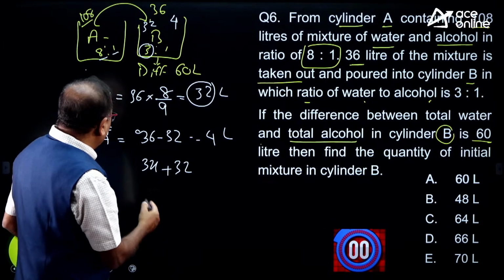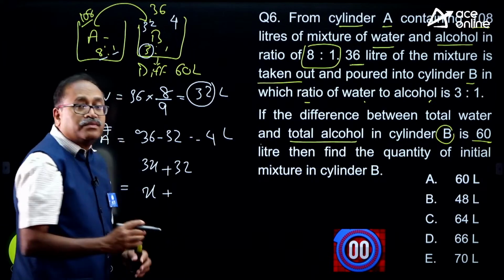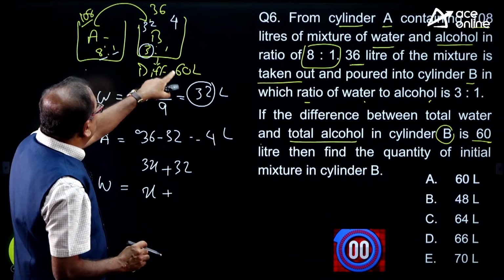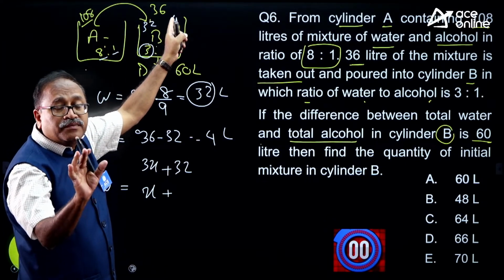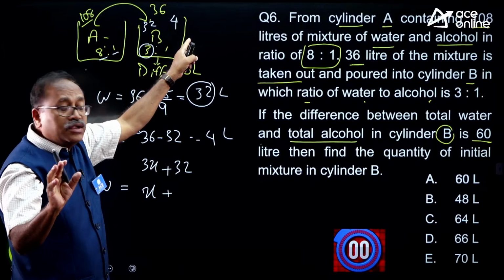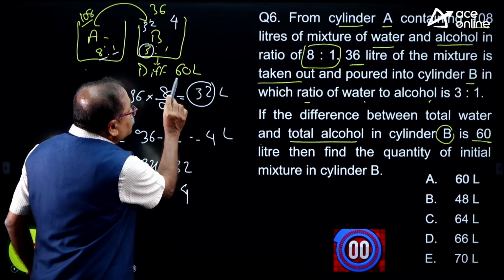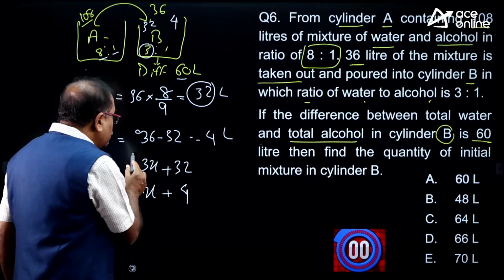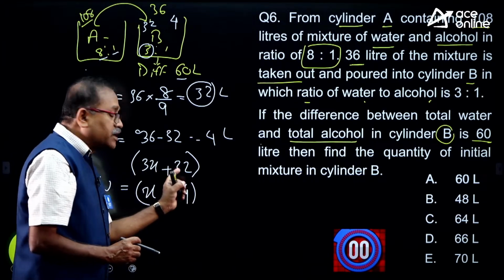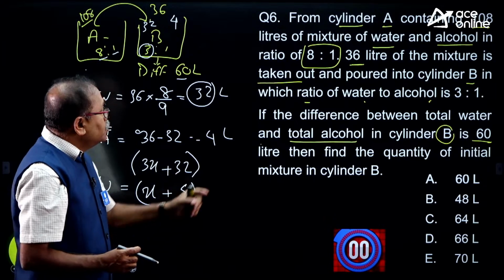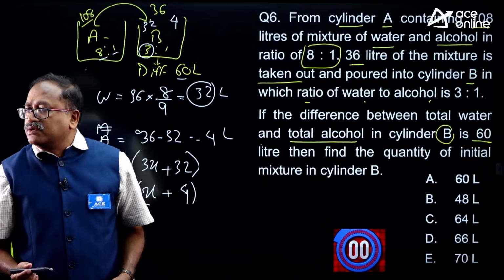Fine. And how about the alcohol? The alcohol is x over here. How much alcohol is added here? So 4 liters of alcohol is added, because out of 36 liters, 32 liters is water and 4 liters is alcohol. So you are adding 4 over here, and the difference between these two is 60 liters. So if you subtract this second value, x plus 4, from 3x plus 32, you will be getting 60. So let's write down that one.